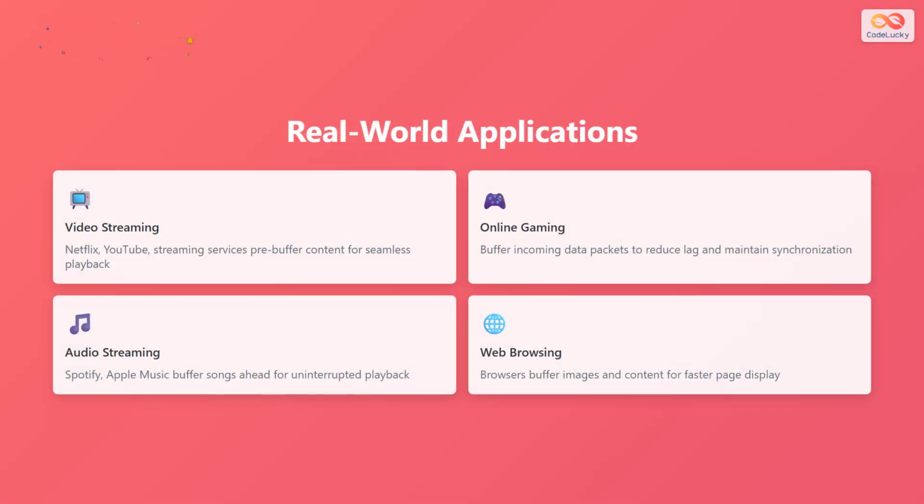Buffering is used everywhere in modern technology. Video streaming services like Netflix and YouTube pre-buffer content for seamless playback. Online gaming buffers incoming data packets to reduce lag and maintain player synchronization. Audio streaming services like Spotify and Apple Music buffer songs ahead for uninterrupted music playback. Web browsers buffer images and content to display pages faster. Buffering is an essential technology that powers the smooth digital experiences we rely on every day. Understanding buffering helps you appreciate how much engineering goes into making our favorite apps and services work smoothly.